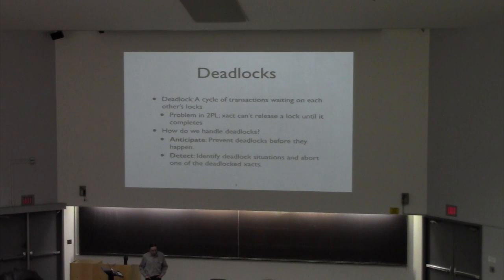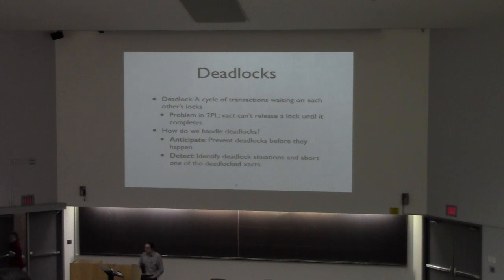So there are basically two ways that you can address a deadlock situation. Kind of like you have optimistic concurrency control and pessimistic concurrency control, you can have optimistic and pessimistic deadlock handling. You can anticipate that the deadlock is going to happen and simply avoid getting into any situation that could potentially lead to a deadlock, or detect that a deadlock occurred after.